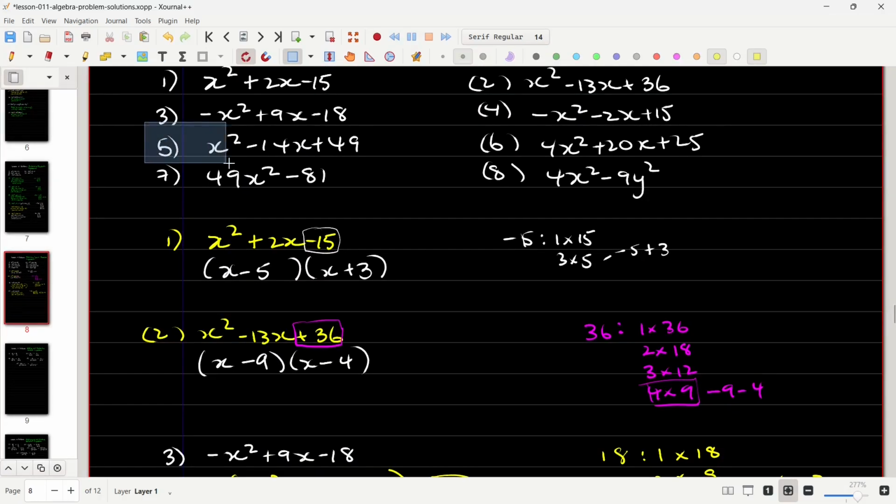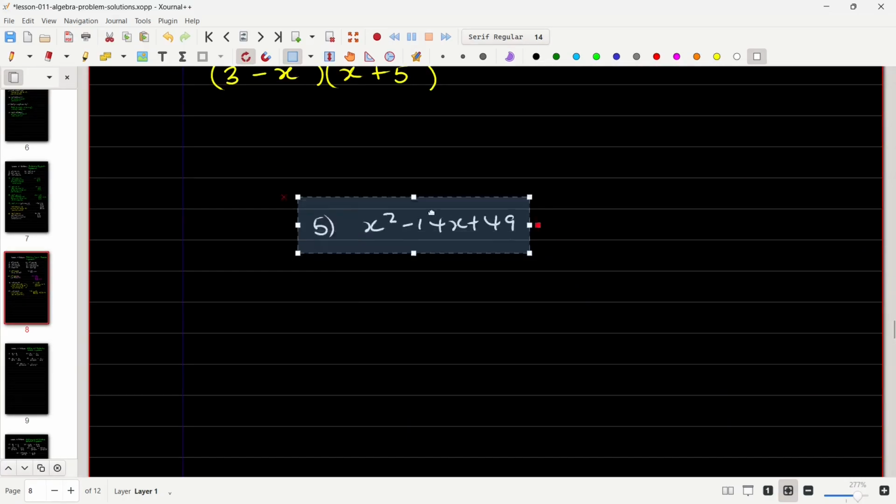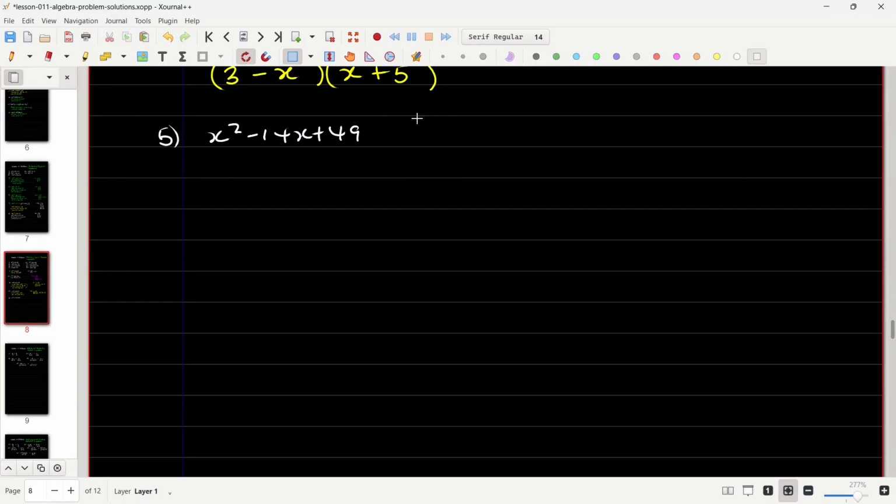So number 5. All right, for this one, right away, I'm looking at this number and I'm thinking to myself, that's a square value. 7 squared is equal to 49. All right, and I also notice that x squared can be written as x to the power of 2. So let me just rewrite this as well. So 49 is equal to 7 to the power of 2.